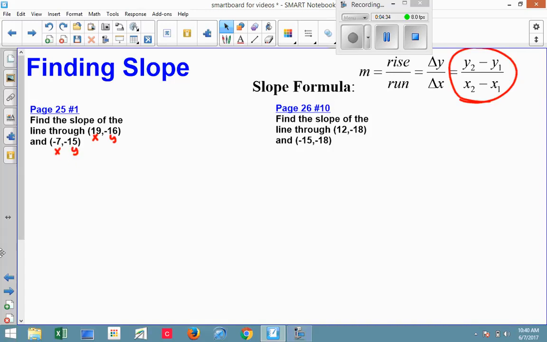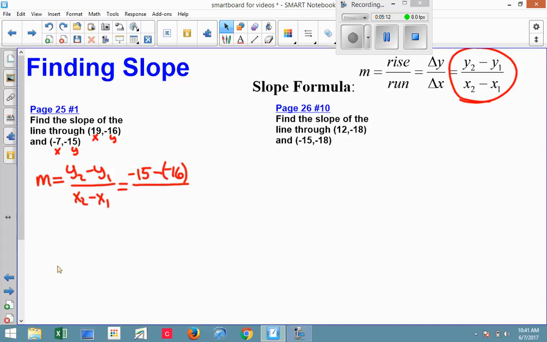I actually don't really care about the 2 and the 1 subscripts too much. I'm just going to make sure that I go in the same order for both the numerator and the denominator. So my slope is y2 minus y1 over x2 minus x1. That means I'm going to start here with my second point. I'm going to use the y value of my second point, which is -15, and then the formula says subtract, and now I'm going to go to the y value of the first point, which is negative 16.